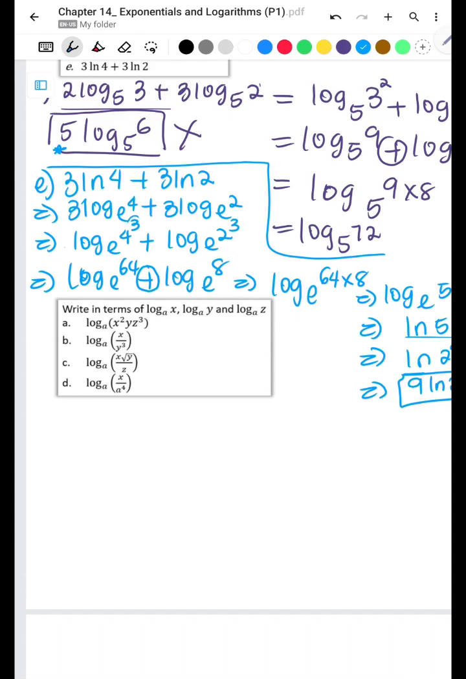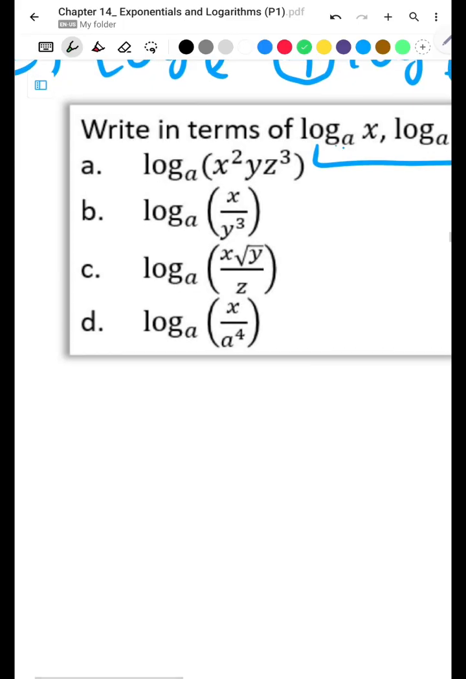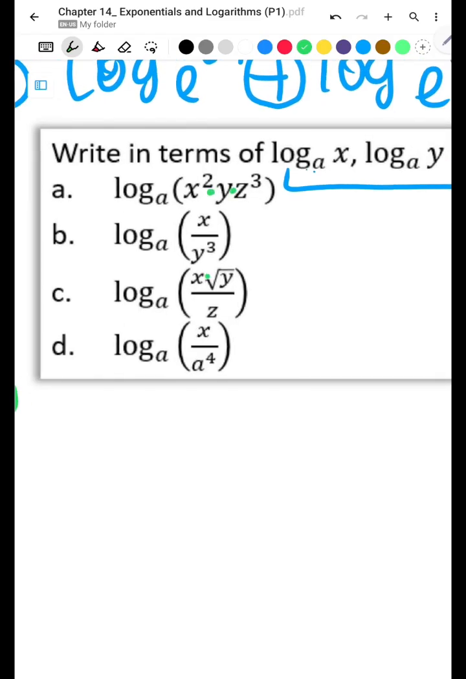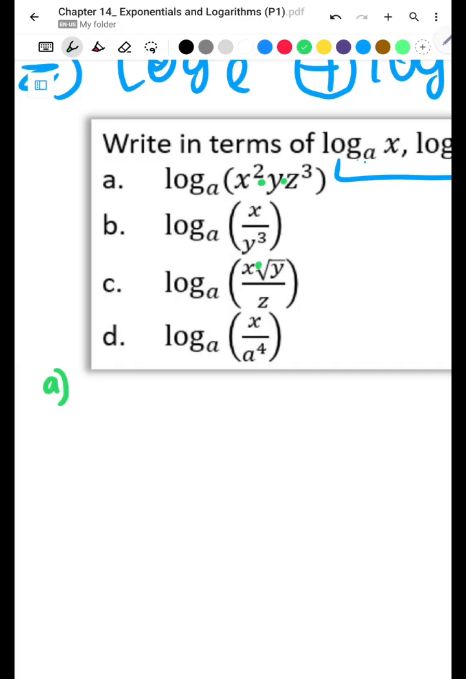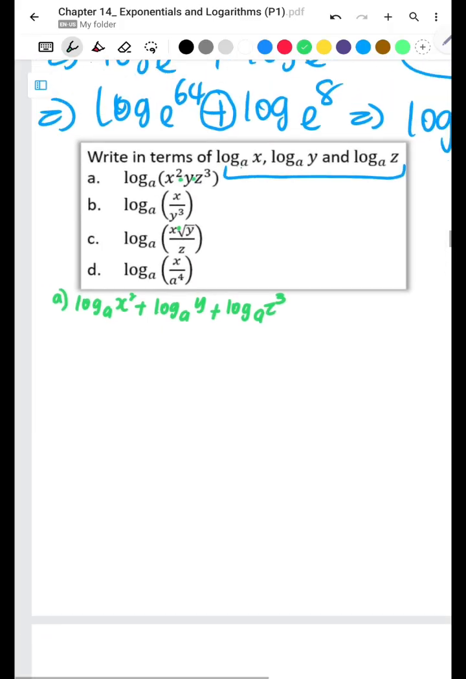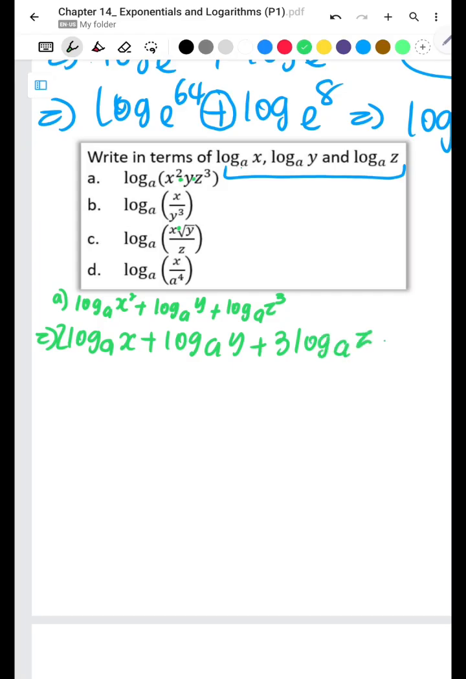Now, write in terms of log base a of x. So we have this. For the a part, I know I have multiplication, and I can split it into addition. So that means log base a of x squared plus log base a of y plus log base a of z cubed. By the law of logarithms, the powers can multiply the main log itself. It implies 2 log base a of x plus log base a of y plus 3 log base a of z, and that's my final answer in terms of log base a of x, y and z.